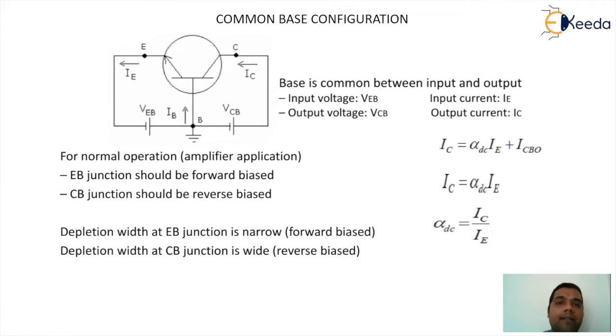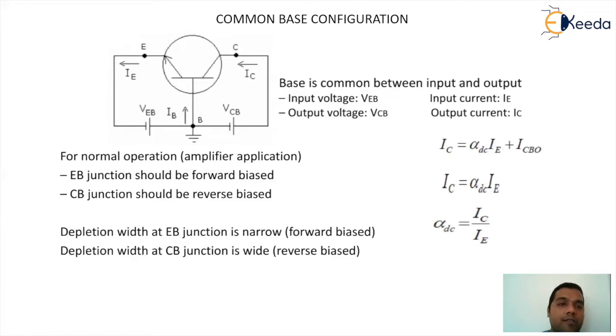With that understanding, the input voltage will be defined as VEB. So the input voltage is VEB here and not VBE. Input current is going to be IE. Output voltage is going to be VCB and not VBC. And output current is going to be IC. So I'll repeat. The input voltage will be VEB and not VBE, which is our normal understanding. Input current is going to be IE. Output voltage is going to be VCB and output current is going to be IC.